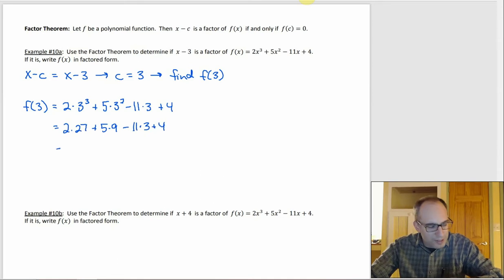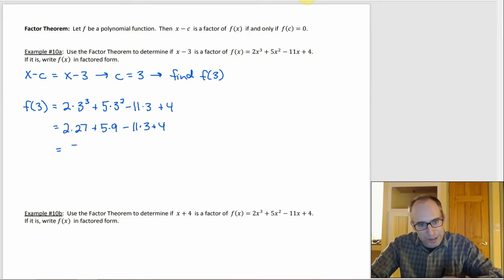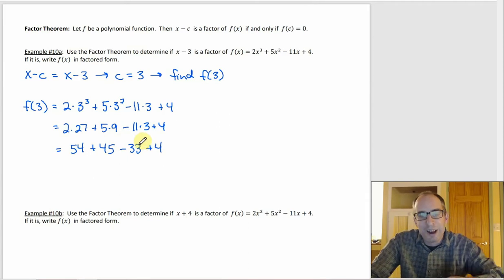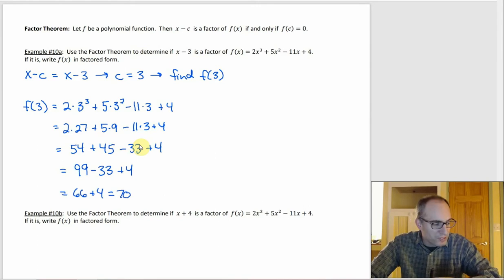It doesn't quite look like this is going to work. We're going to get a lot more positives than negatives out of this, because we're going to end up with 54 plus 45 minus 33 plus 4. Even if you don't see what that is right away, it's pretty clearly not 0. If you just look at which ones are positives and which ones are negatives, these two are going to overwhelm that negative 33. So you're going to get 99 minus 33 plus 4, which is 66 plus 4, which is 70, which isn't 0. So 70 is not 0.